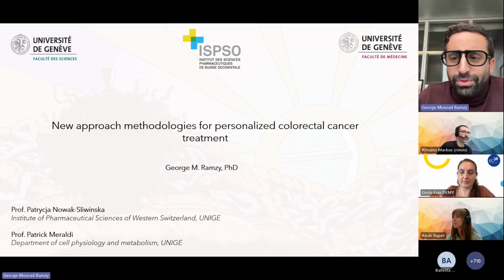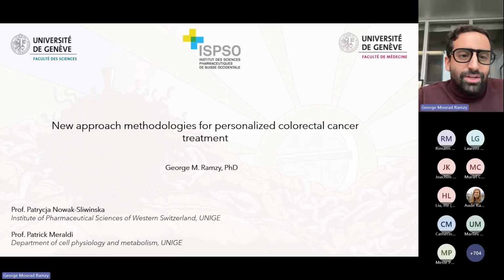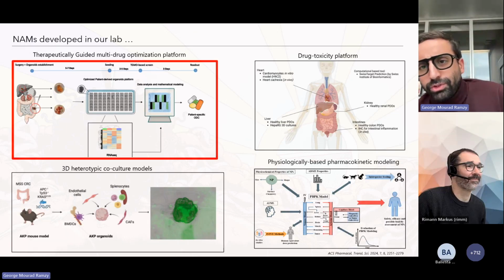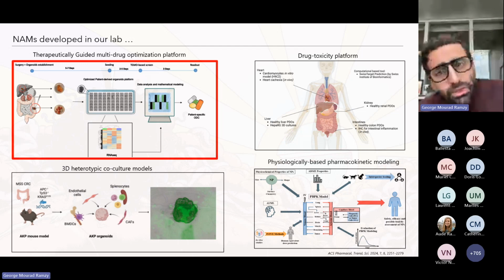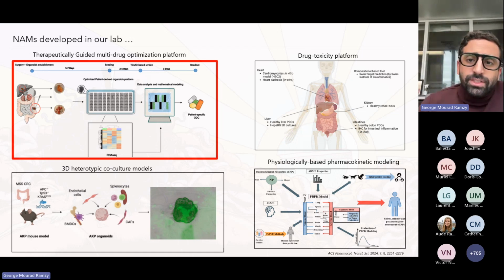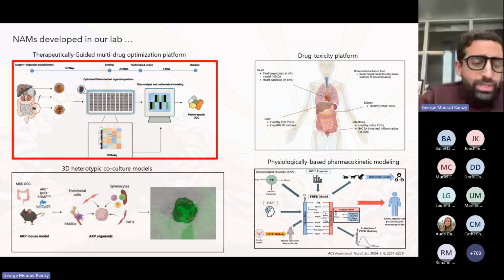Thank you. First of all, thank you so much to the organizing committee for inviting me for this talk. So today I'll be talking about new approach methodologies for personalized colorectal cancer treatment. So what are new approach methodologies? These are methods that can be defined as in vitro methods or in silico computational methods to assess the efficacy or toxicity, or actually any biological response, without relying on traditional animal testing. And therefore, they contribute to the 3R conventions, which are replace, reduce, and refine animal use in research.